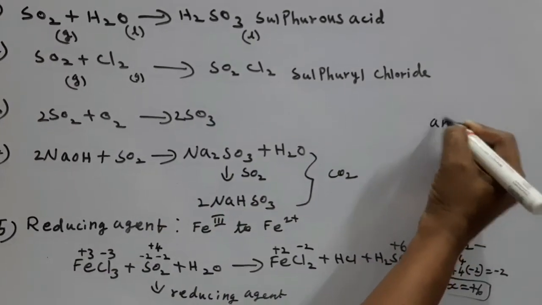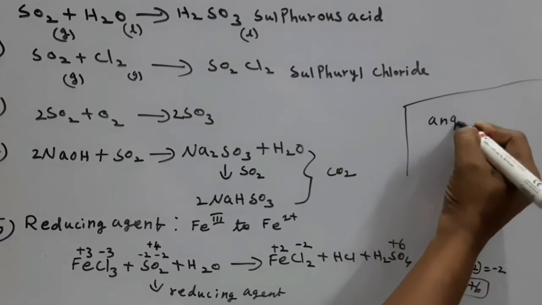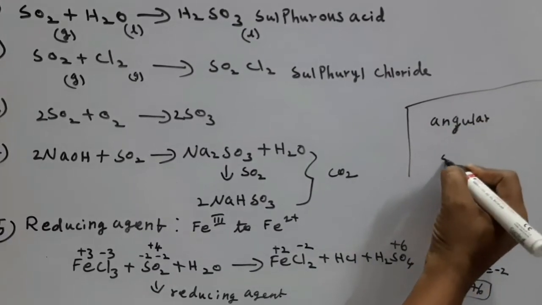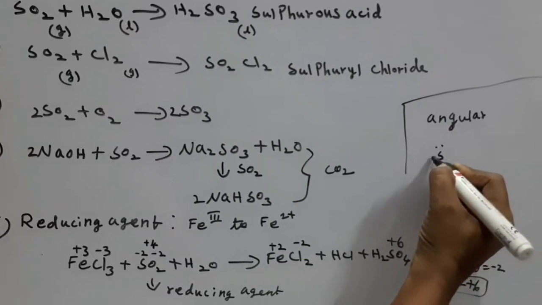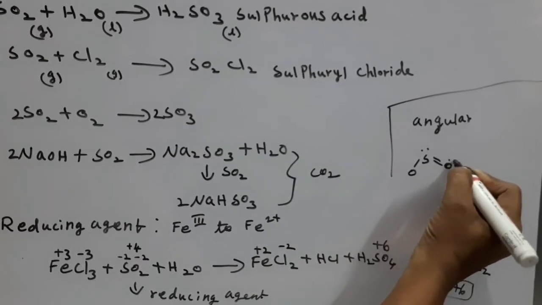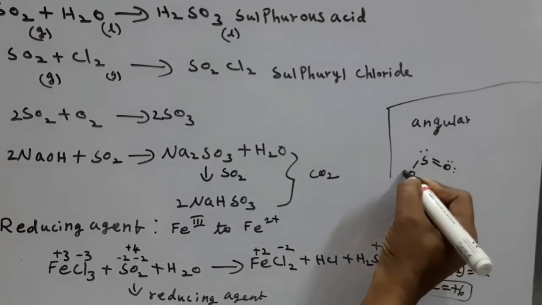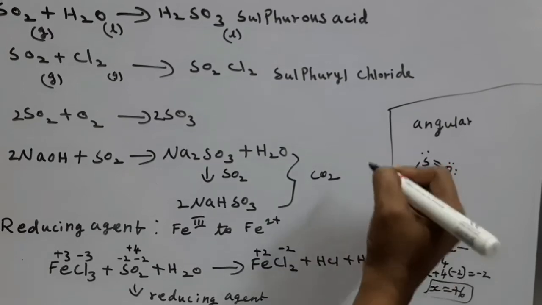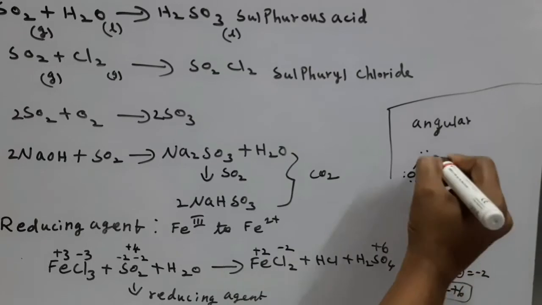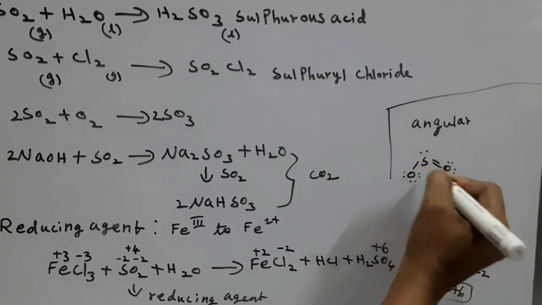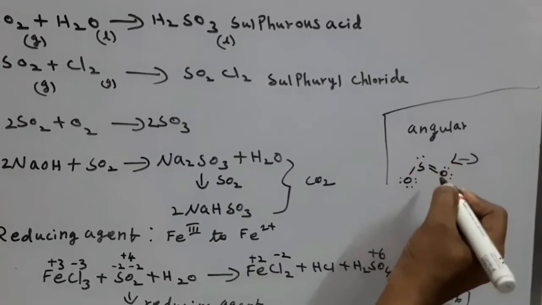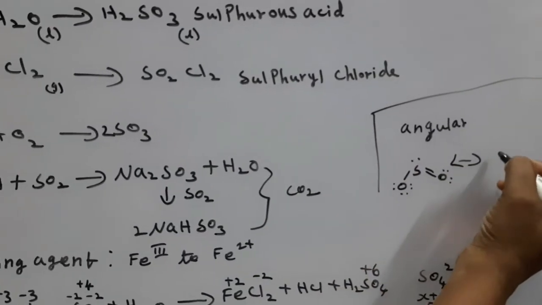It is an angular form. How is it angular? On sulfur, the lone pair of electrons is present, and oxygen is double bonded. This is the resonance structure, so we can get two canonical forms, because this double bond is shifting.